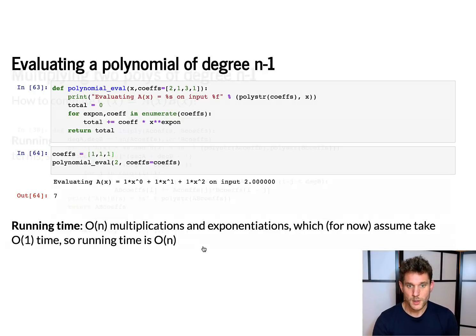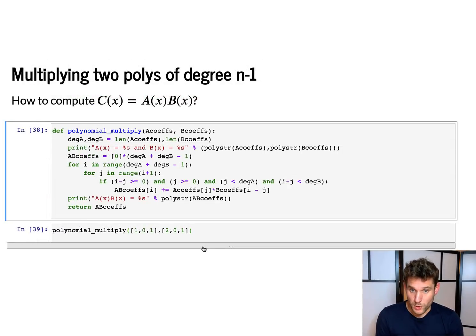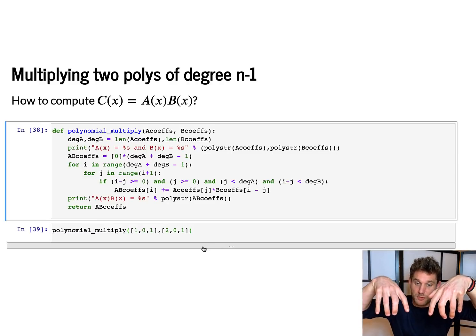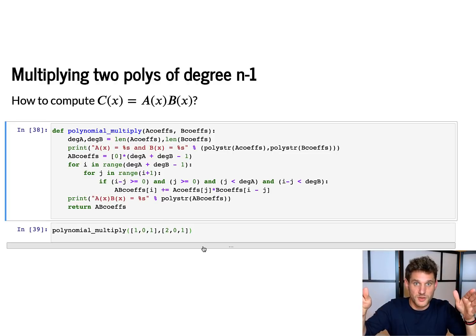Okay, good. What about multiplying two polynomials together? Now, if you think about polynomial multiplication, you have a polynomial with n terms, and you have another polynomial with n terms. You're going to get a new polynomial that has degree, if you have an n minus 1 degree polynomial and another n minus 1 degree polynomial, you're going to get a polynomial with degree 2n minus 2.